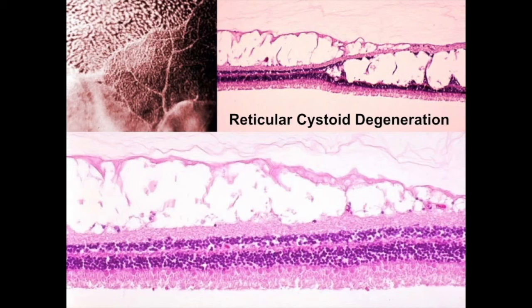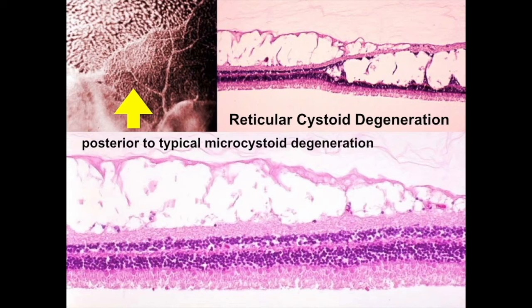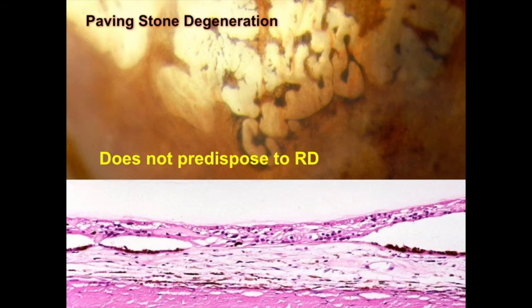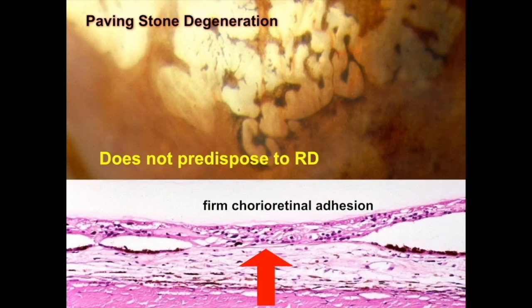Reticular cystoid degeneration occurs posterior to typical cystoid degeneration. The split in reticular cystoid is present in the nerve fiber layer. Again, it's posterior to typical cystoid, and the split is in the nerve fiber layer. Paving stone degeneration or peripheral chorioretinal atrophy actually sort of resembles a cryo application. There's a firm chorioretinal adhesion, and this does not predispose to retinal detachment.